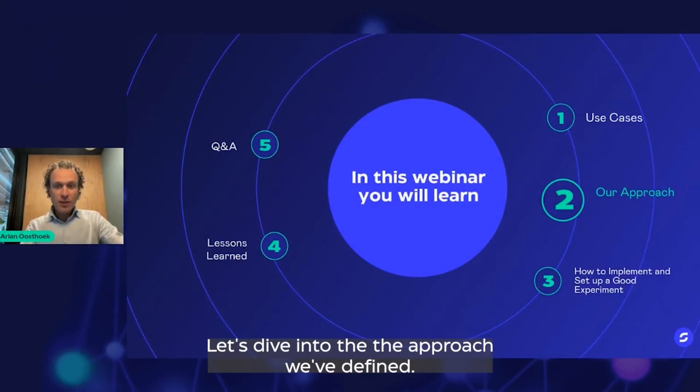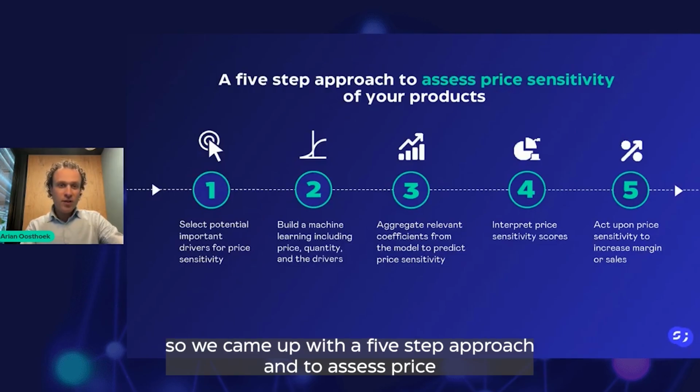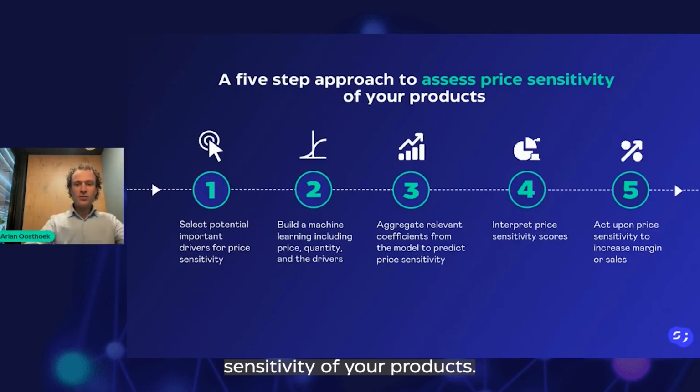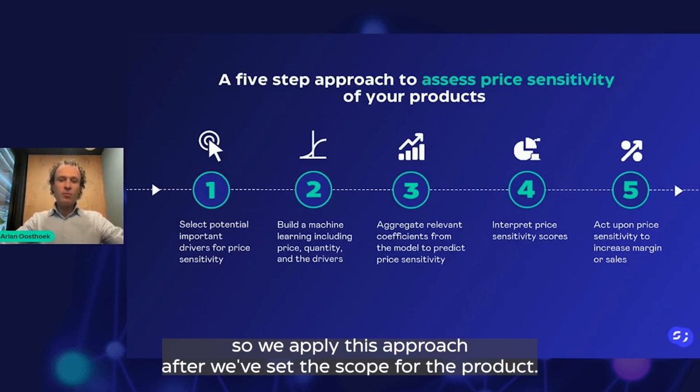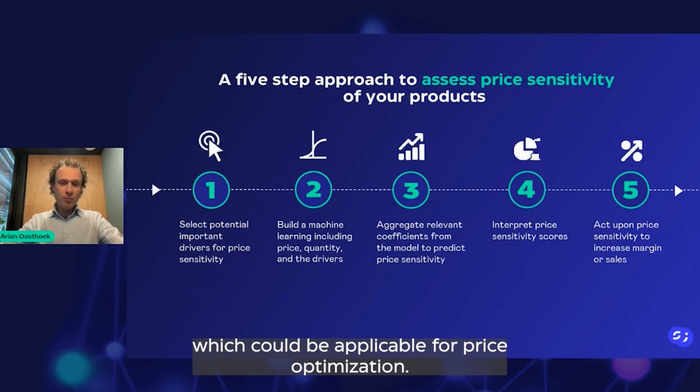Yeah, let's dive into the approach we've defined. So we came up with a 5-step approach to assess price sensitivity of your products. We apply this approach after we've set the scope for the product, and you can use the previous slide Roy explained for selecting the articles which could be applicable for price optimization.